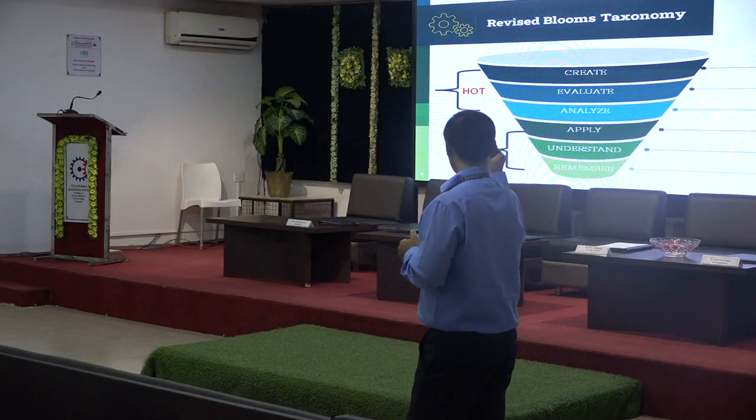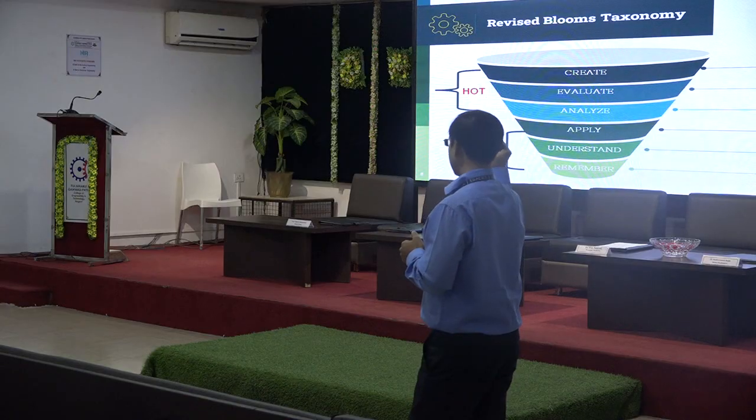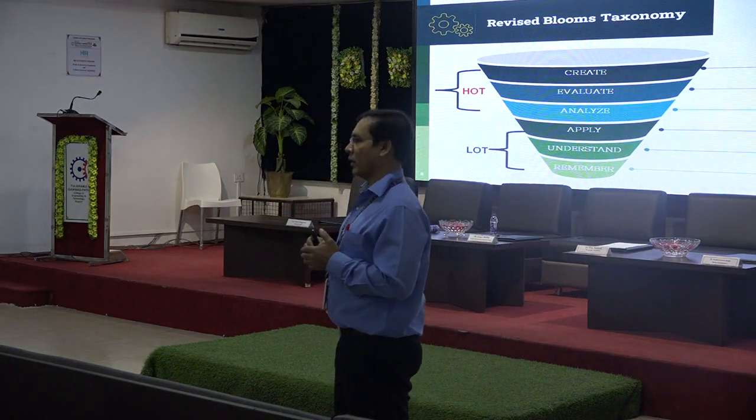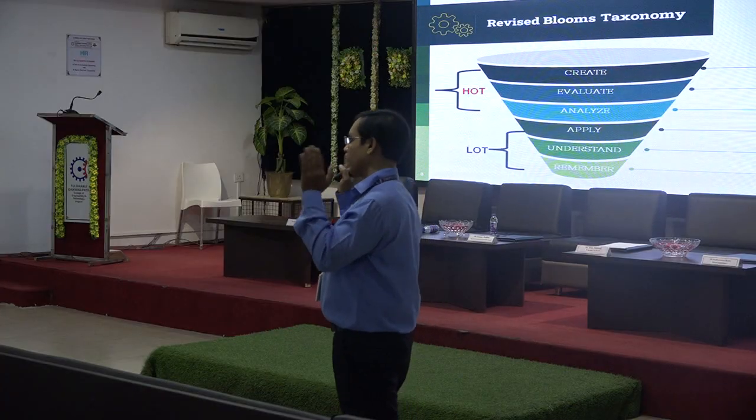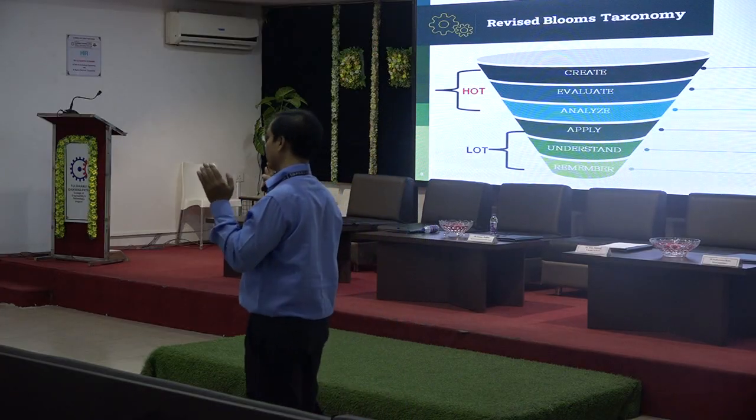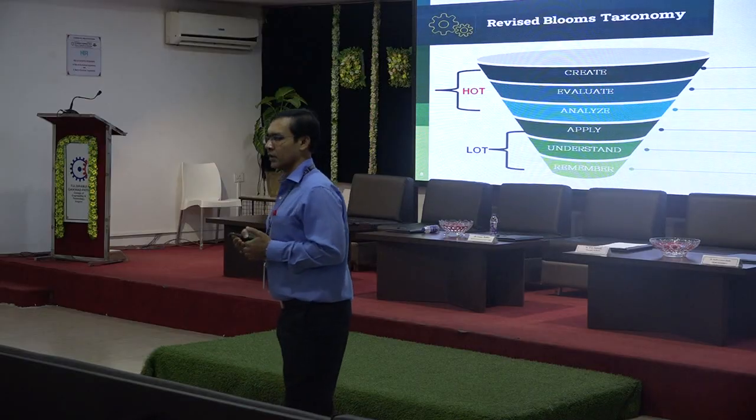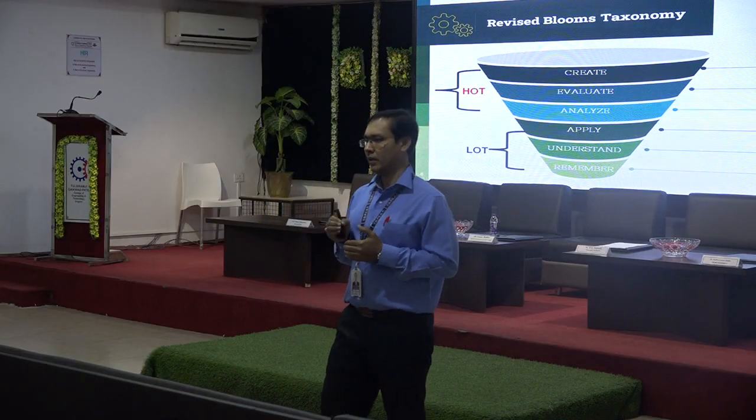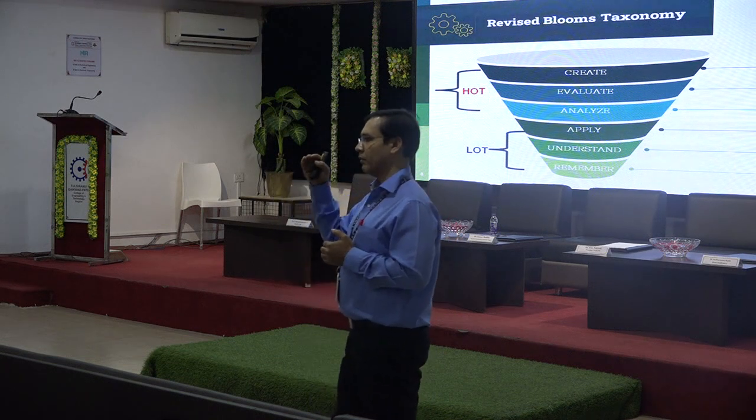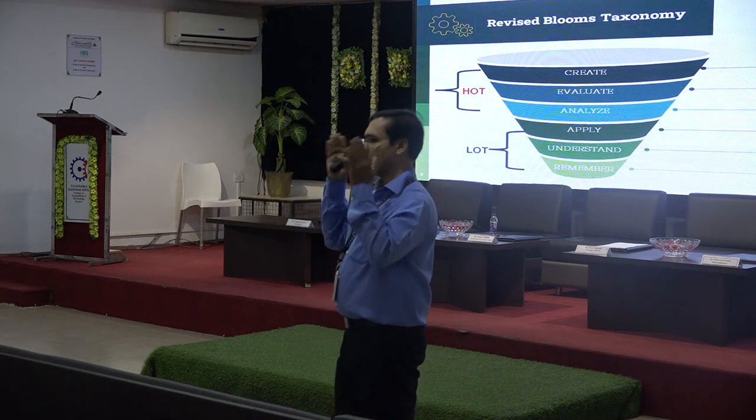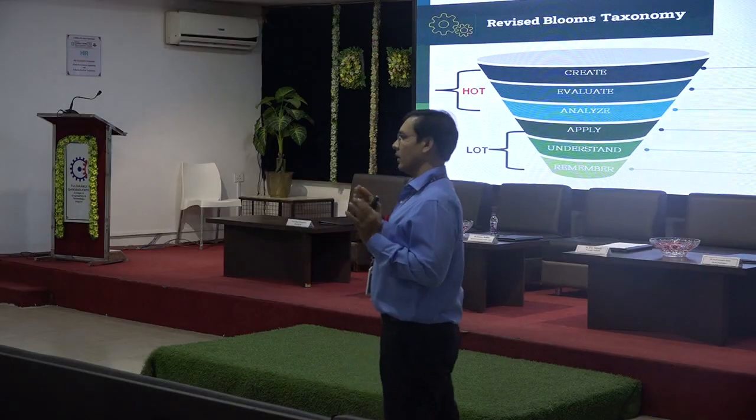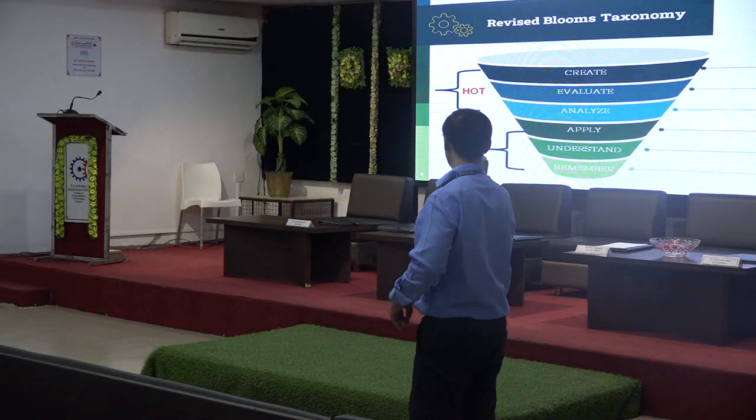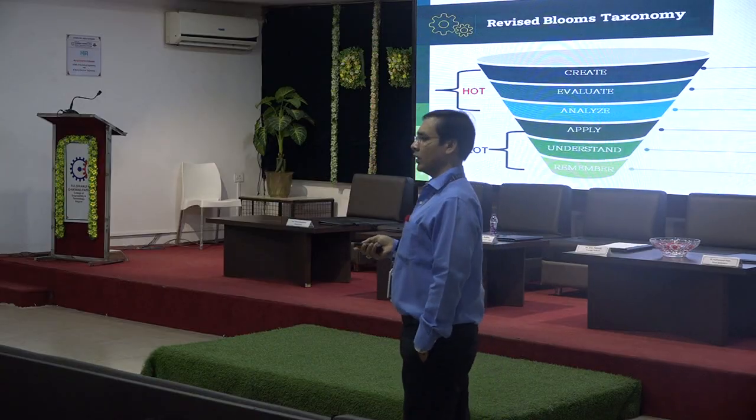So below this, that is remember, understand and apply, these are the levels which are the lower order thinking. Why? Because not much of the brain is utilized to answer the type of questions which are there in this level, that is level 1, level 2 and level 3. But apart from this, level 4, 5, 6 require a certain amount of memory usage from that particular student. That's why that level is called the higher order thinking.